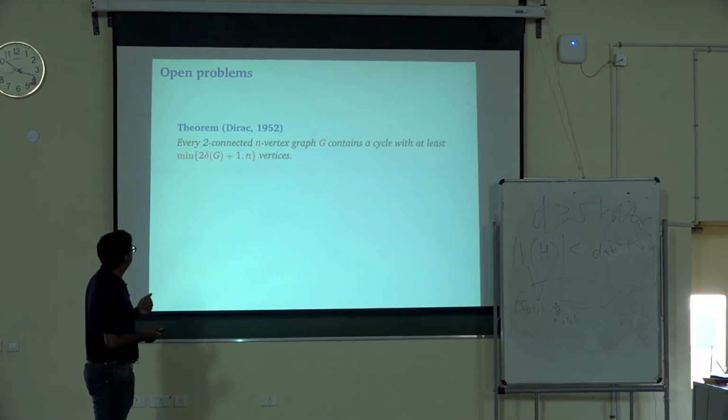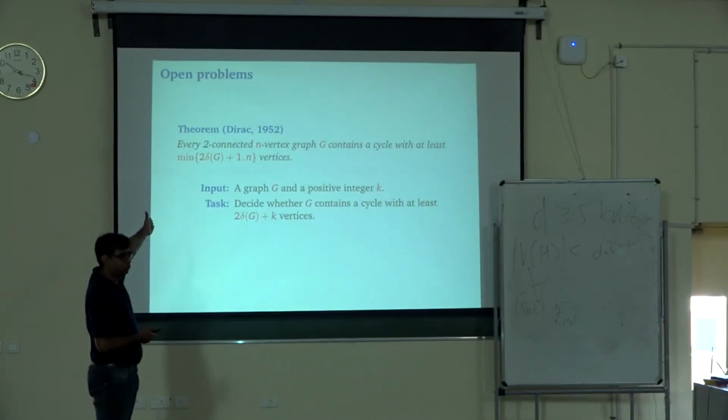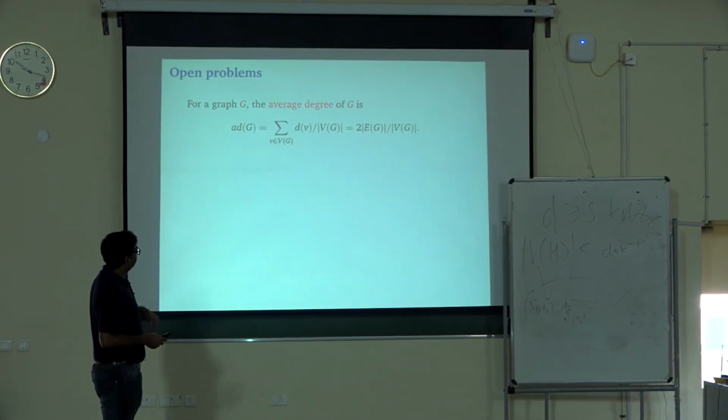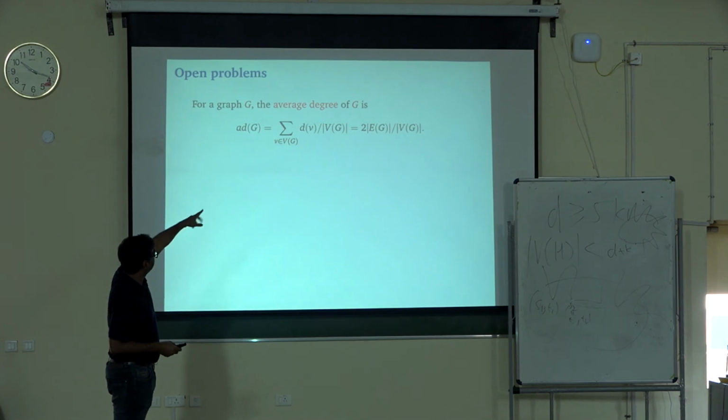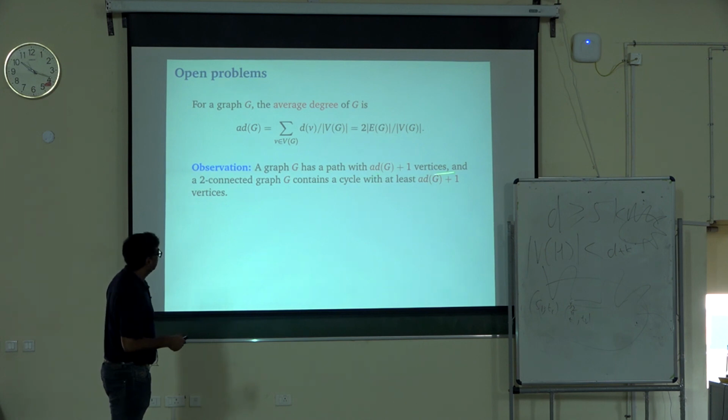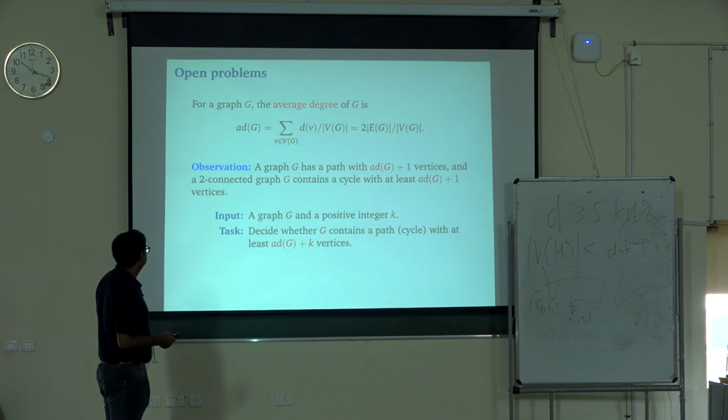The same question I told you about, with two-connected graphs and cycles, you can ask as well. For a graph G, the average degree is defined as the summation of degrees divided by n. There is also a theorem saying that a graph G has a path with average degree plus 1, and a two-connected graph G has a cycle with average degree plus 1. You can ask the same set of questions with respect to average degree. Again, we don't know anything.